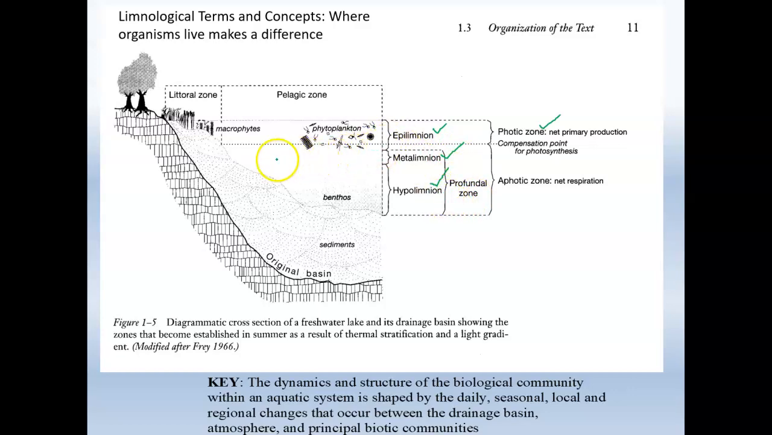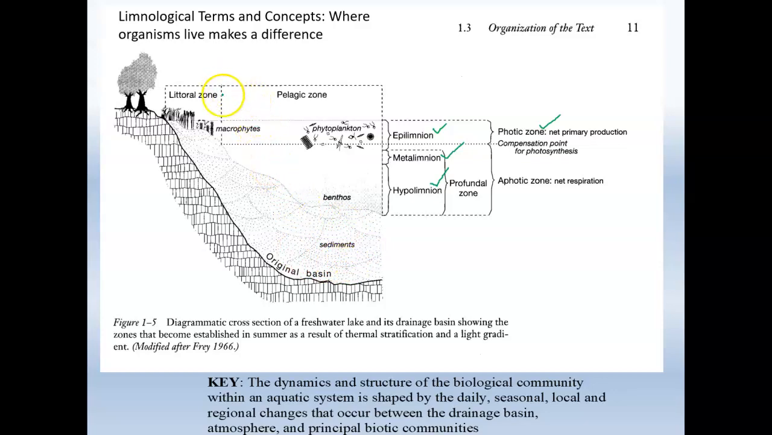Now, along the bottom, when you get to the bottom substrate, organisms that are living on the bottom, muds and sediments, they're called benthic organisms or benthic invertebrates. And so that zone is called the benthos, and then below that are the sediments below the benthos.